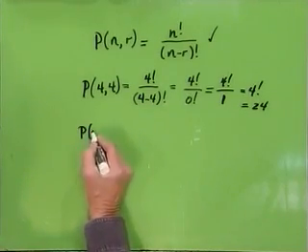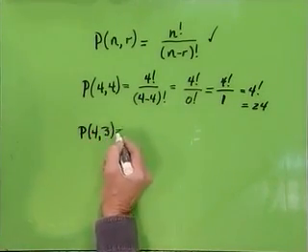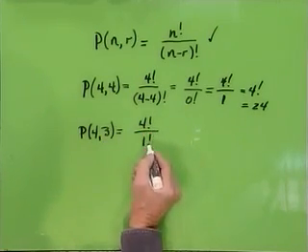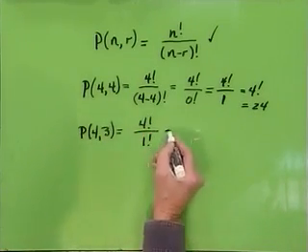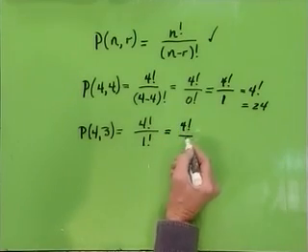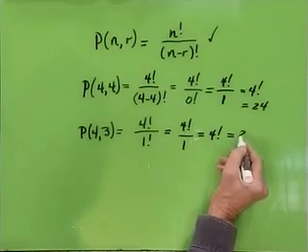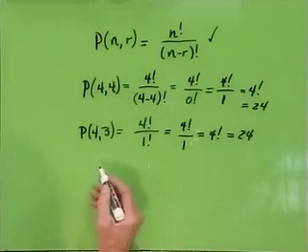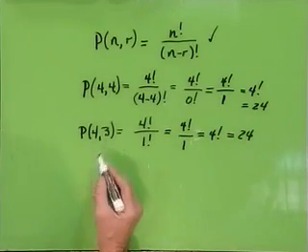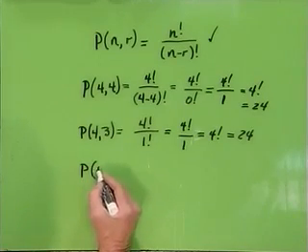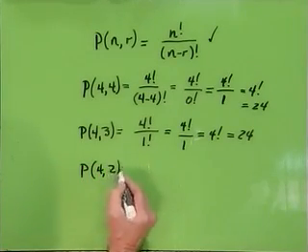If I take P of 4, 3, this would be 4 factorial over the difference factorial. And that's 4 factorial over 1 again, or 4 factorial, which is 24. And you remember that was the answer for 4 books, chosen 3 at a time. Now, how many permutations are there on 4 books taken 2 at a time?